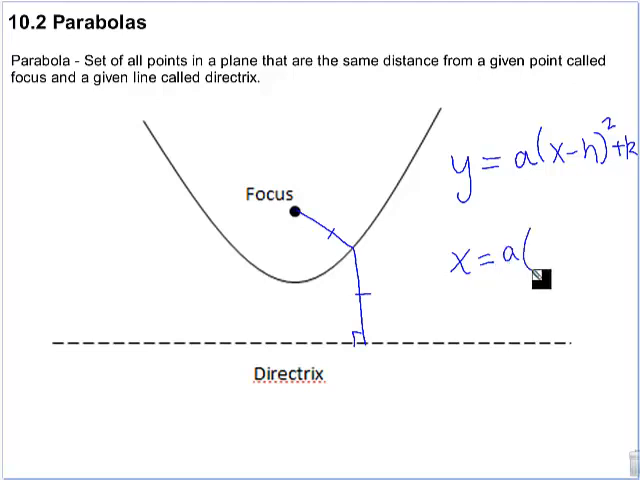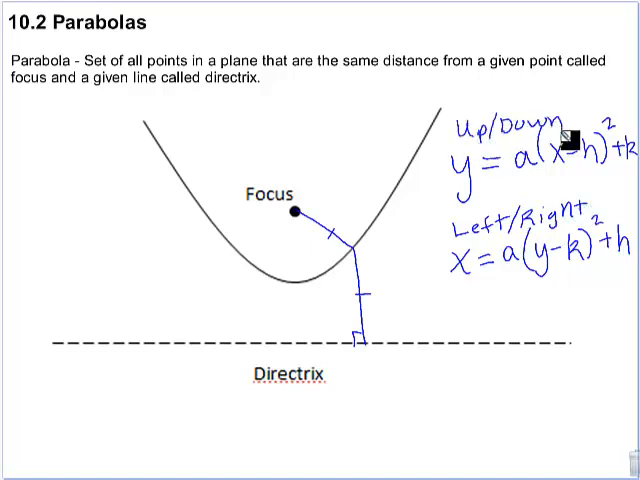Instead of x minus h, it would say a times y minus k squared plus h. But the vertex is still h, k, and the a still tells you which way it opens. Because the x is alone, you know it opens left or right, and when the y is alone, you know it's going to open up or down. So we're going to add on to it, but the formulas really work the same. Your vertex is still h, k, and the a is still telling you how it opens. We're just going to need to find out a few other things about this.